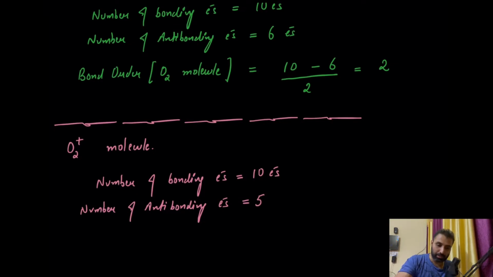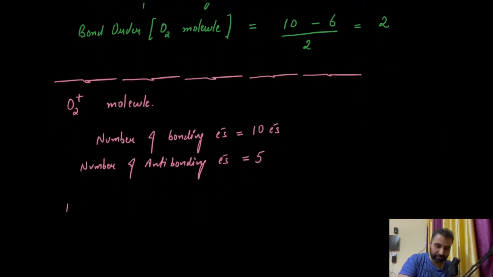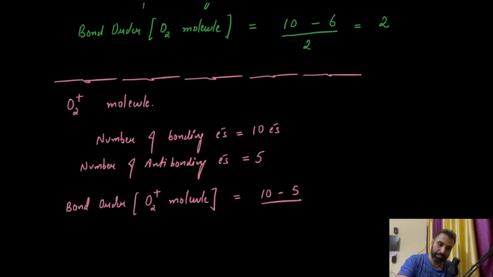So its bond order will be, now let's evaluate the bond order for O2 positive molecule. We got it to be 10 minus 5 divided by 2. Let me rewrite it for you. The number of bonding electrons were 10 minus number of anti-bonding electrons were 5 divided by 2, and for O2 positive we got it to be 2.5.